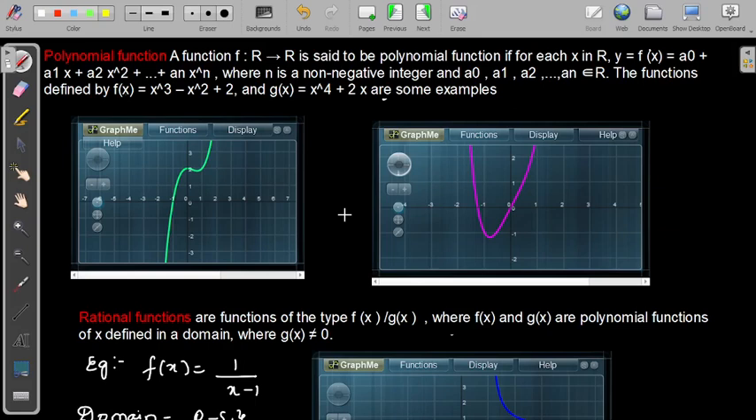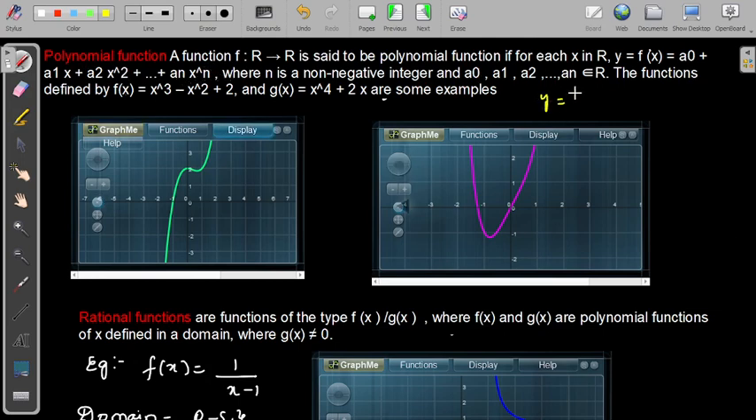In this video, I'll explain polynomial functions and rational functions. Polynomial function: a function f from R to R is said to be a polynomial function if for each x in the reals, y is of the form f of x equal to a naught plus a1 x plus a2 x square plus so on up to an x power n.